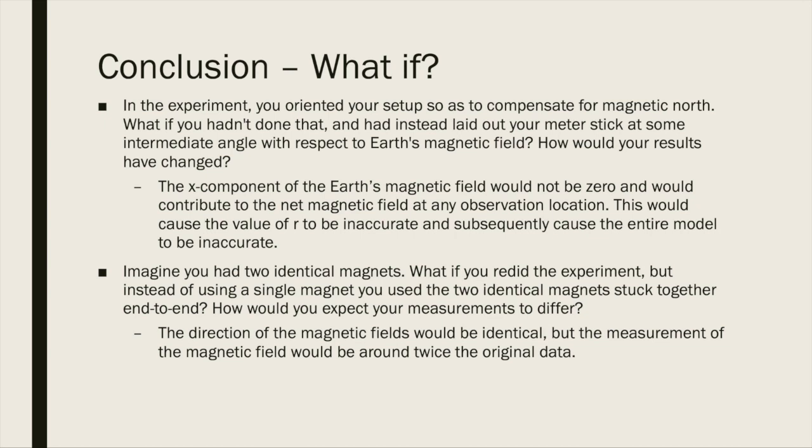If two identical magnets are stuck together end to end, the direction of the magnetic field would be identical, but the magnitude of the magnetic field would be around twice the original data.